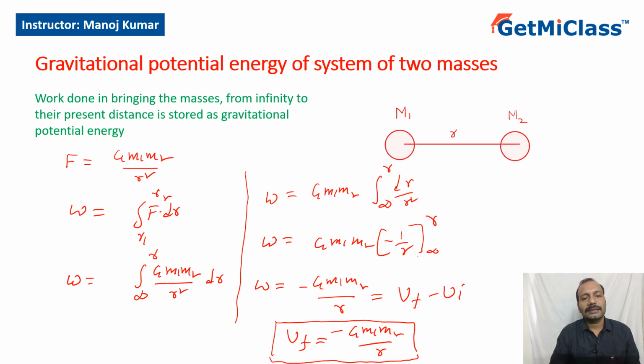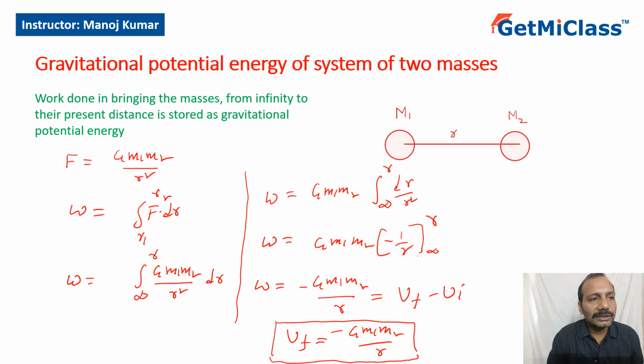Not only this, for any situation, if I want to find potential energy, I can follow the same method. We find the work done, and if the work is done against a conservative force, then the potential energy increases, and if the work is done in the direction of the conservative force, potential energy decreases. Here the force is attractive in nature, so the potential energy is decreasing.